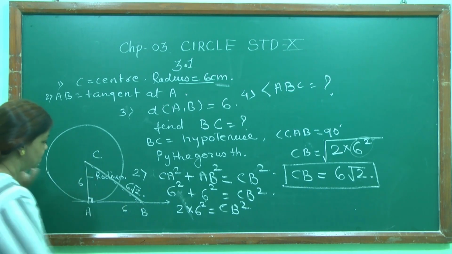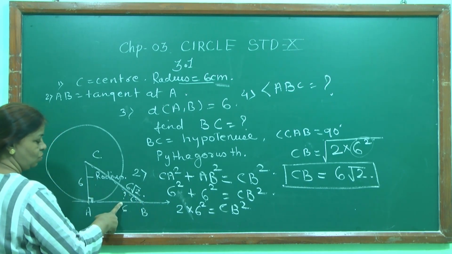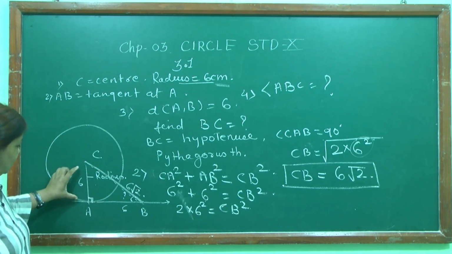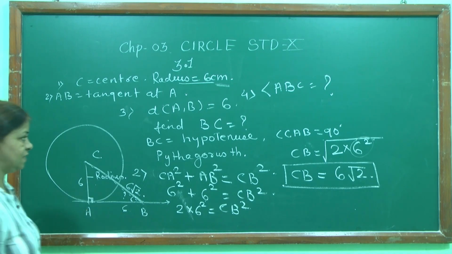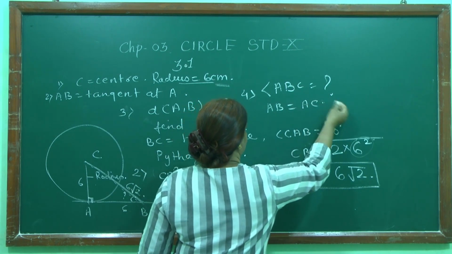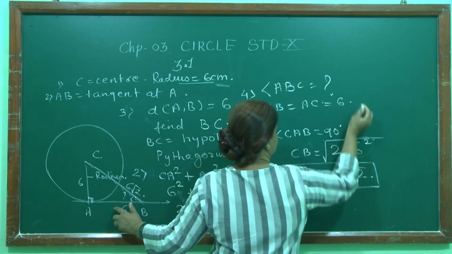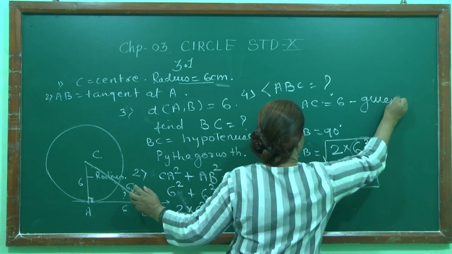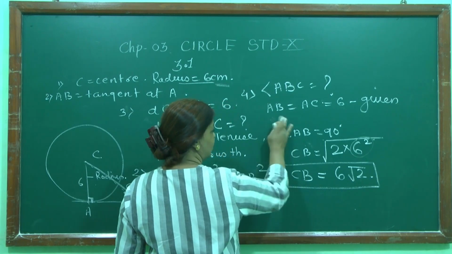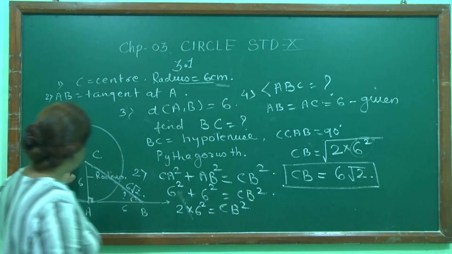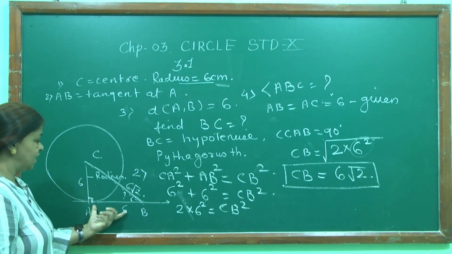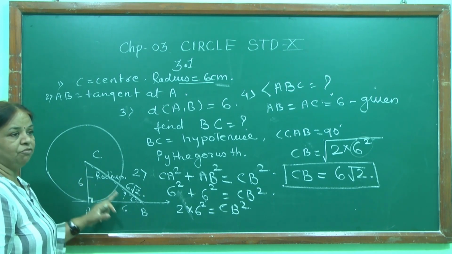Angle ABC is this angle we want to know. How much is this? In this triangle, AC is 6 and AB is also 6. AB is equal to AC, which are given as 6. So it is an isosceles triangle, and it is also a right angle triangle. This is 90 degrees. In a right angle triangle, if two sides are equal, then both the angles will be 45 degrees.